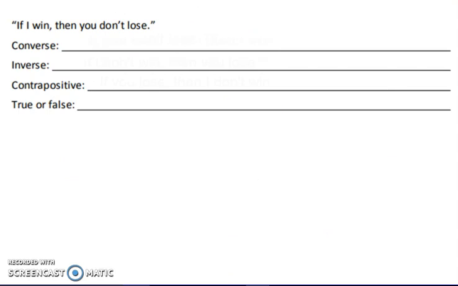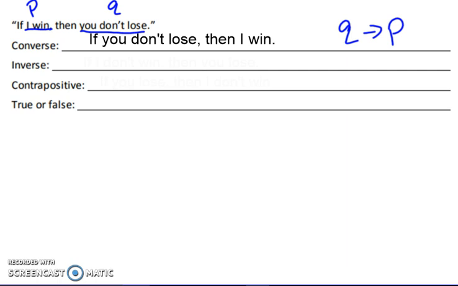Now, if we look at our example, we have if I win, then you don't lose. So we're going to start by labeling our two parts. If I win is my P, or my hypothesis. You don't lose is my Q, or my conclusion. So now we want to be able to write the different ways. When we talk about converse, again, this is the opposite. So it's going to be Q and then P. My statement is going to look like, if you don't lose, then I win. All we did was flip the P and the Q.